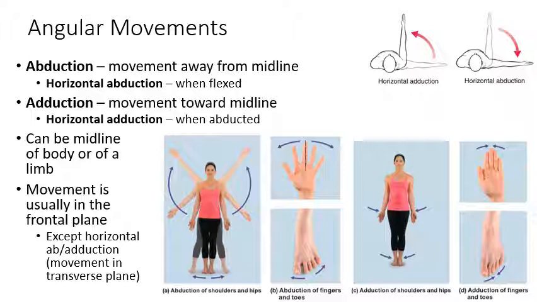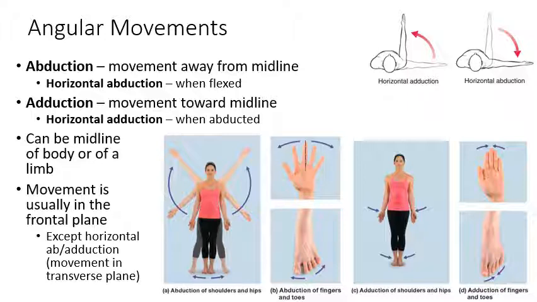So abduction and adduction refer to movements that are occurring in the frontal plane. So that's, again, the plane that divides your body into a front half and a back half, or an anterior half and a posterior half. So if you're moving in the frontal plane, then you're basically moving left to right, because that plane extends out to your left and out to your right.